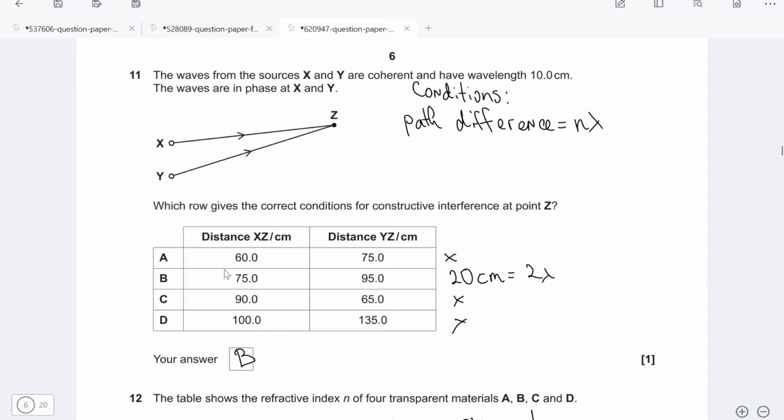Well, if we look at those, the condition that they should satisfy is that the path difference has to be a multiple of the wavelength. Now, the path difference is essentially this length, take away the other length. If the wavelength is 10 centimeters, that means that the difference between the two quantities will have to be a multiple of it. For these two, for example, their path difference is 15. Now, that is not a multiple of the wavelength. For B though, it's 95, take away 75, which is 20 centimeters, and that is twice the wavelength. Therefore, the correct answer is B.